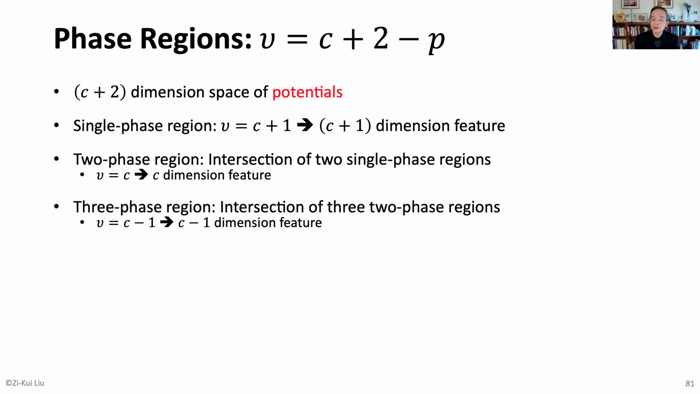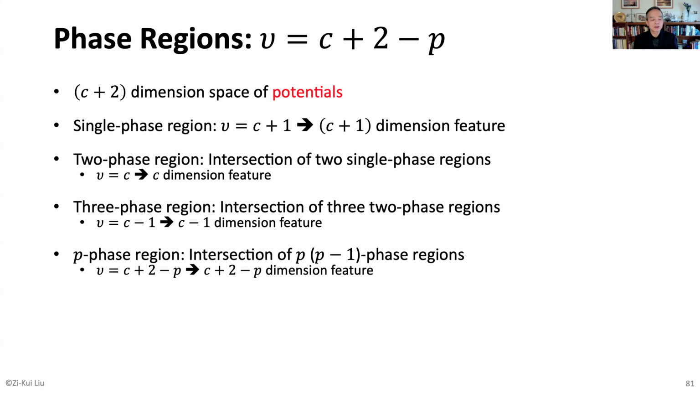Now you have 3-phase regions. That means 3 phases are in equilibrium. Now I have 3 2-phase regions, and the dimensionality of the 3-phase region reduces by another one. So it becomes a C minus 1 dimension feature. That means in a 3-phase equilibrium, the 3-phase region only has C minus 1 independent potentials. We call it a C minus 1 dimension feature.